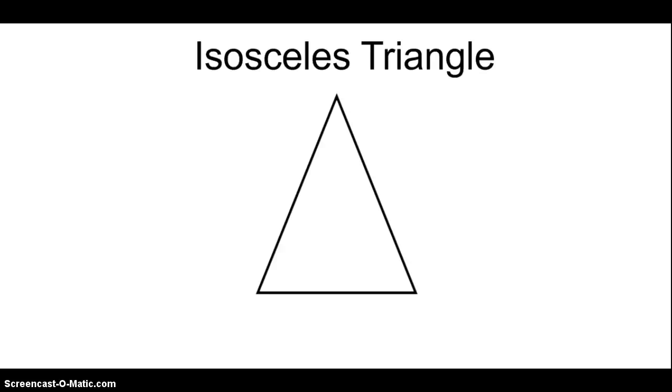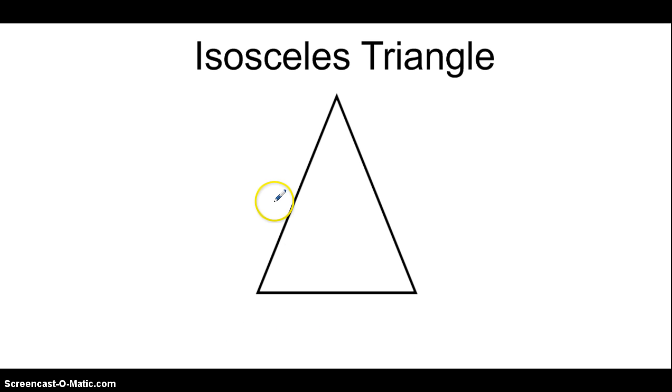Today we're going to be focusing on the isosceles triangle, and you just finished the construction of an isosceles triangle and you found some of the isosceles triangle properties. So let's just review what we saw. In an isosceles triangle, first of all, it's defined as a triangle that has at least two congruent sides.